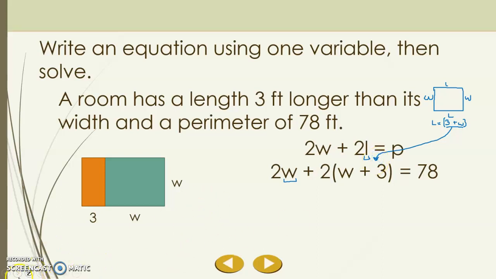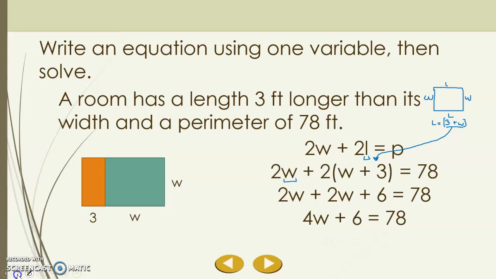Okay, then using the distributive property, order of operations, and everything we've learned about solving algebraic expressions, we can get down to 4w plus 6 equals 78. Let's move that 6 over so it's on the side with the other constants, and we get 4w equals 72. And how do we get the 4 by itself? Well, remember 4w is just 4 times w, so we've got to use the inverse operation. And the inverse of multiplication is division. So let's divide both sides by 4, because whatever we do to one side, we have to do to the other. And when we do that, we find out that the width is 18.